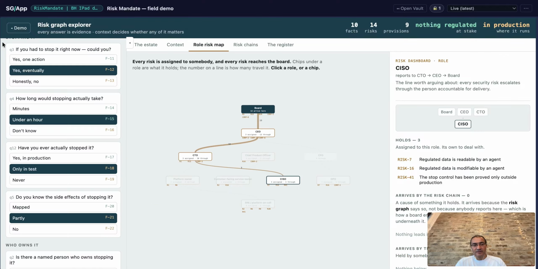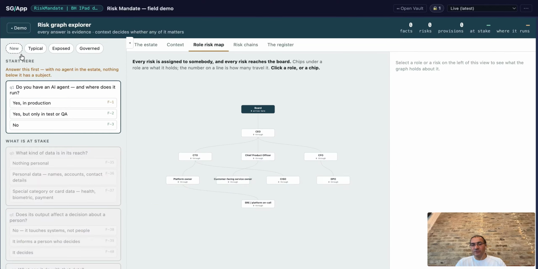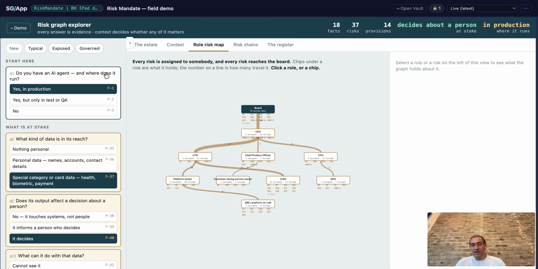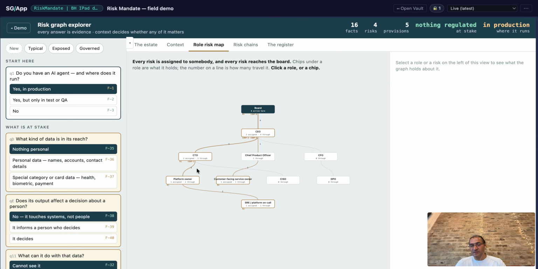So if you look at the different scenarios, if you have no agent, you have nothing. If you have a typical kind of agent deployment, you have this kind of shape. If you have a lot of exposure, you get a much bigger set of responsibilities. And with governance, you can see it's a much cleaner flow of events. And now we can start to challenge whether those risks are in the right place, because everybody that's going to accept them is going to push back.